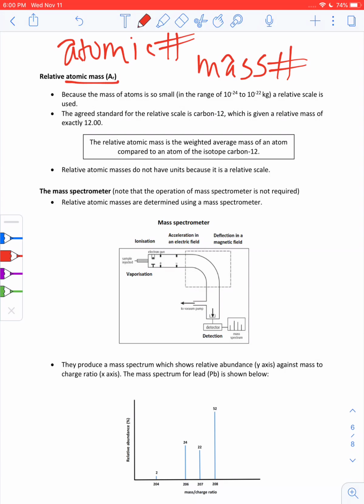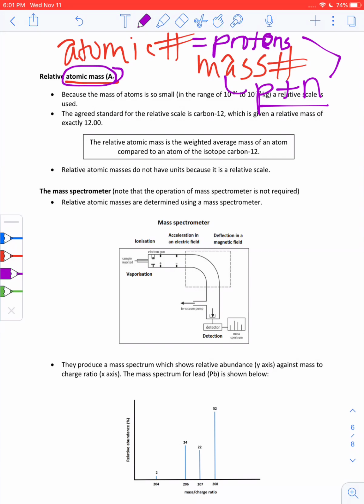Atomic number, if you remember, is the number of protons that are in the nucleus. The mass number is the protons plus the neutrons added together. Both of these values will always be whole numbers because it's a count of particles. It's the count of the number of protons, or in this case, the count of the number of protons and neutrons together. Atomic mass, however, is different.